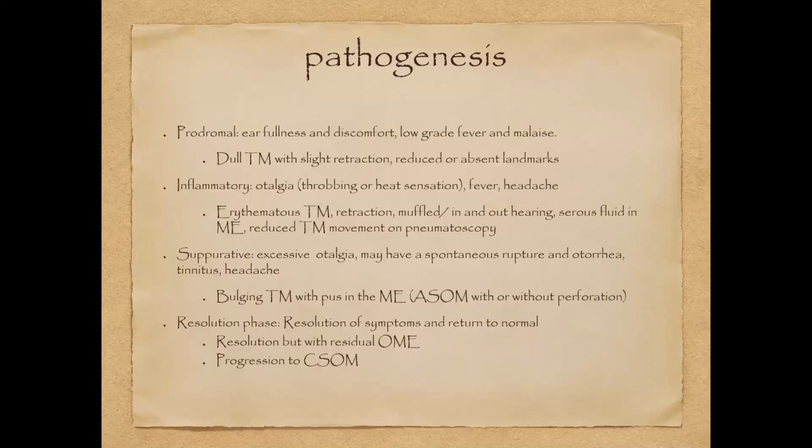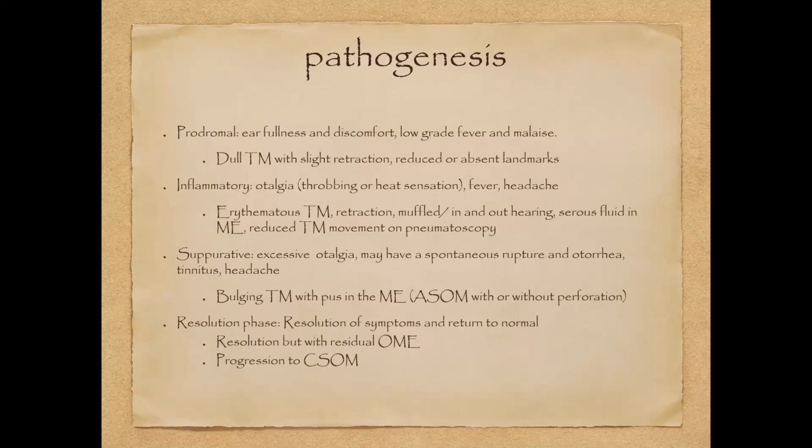Okay, this we have discussed in detail. So in the prodrome, these are the symptoms the patient will have. In the beginning of inoculation, the patient will have ear fullness and discomfort, low-grade fevers and malaise. If you do otoscopy or an ear exam, you find that the TM is dull, with slight retraction, and reduced or absent landmarks. The landmarks of the TM you now know.